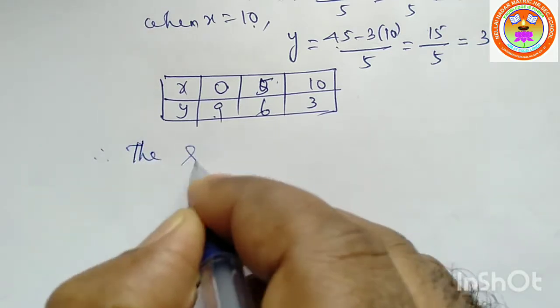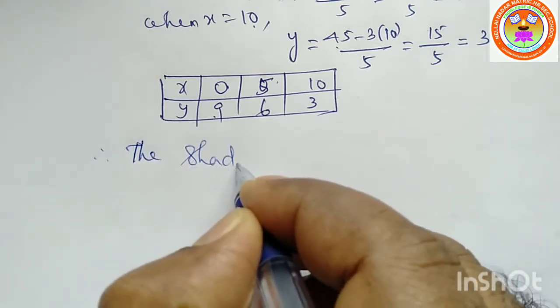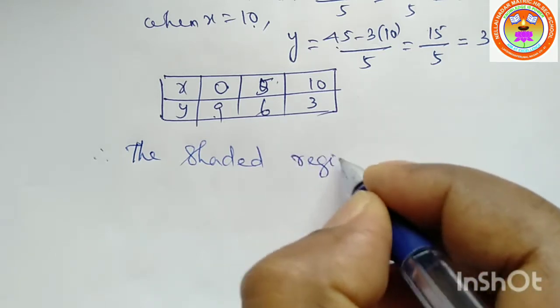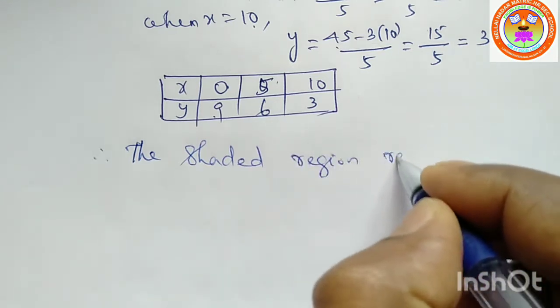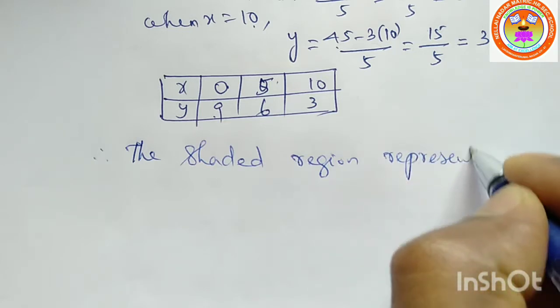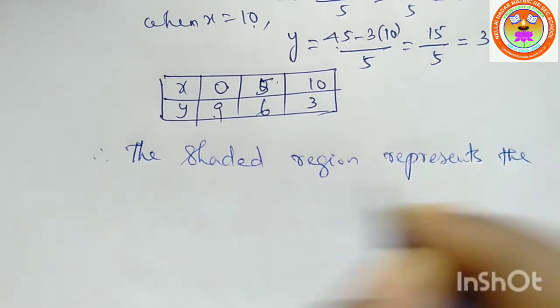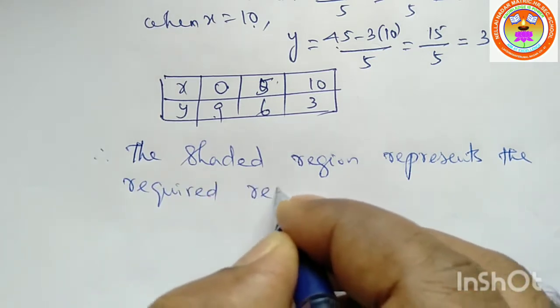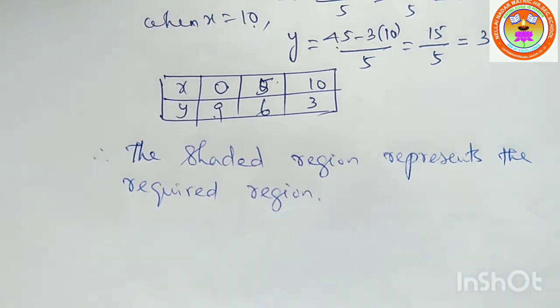Therefore, the shaded region represents the required region. Is it clear? Okay.